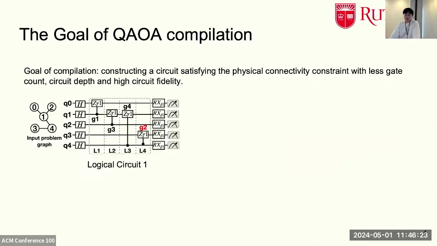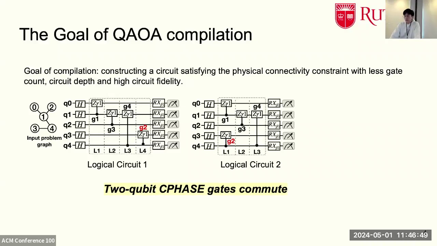The goal of compilation is to construct a circuit satisfying the physical connectivity constraint with less gate count, less circuit depth, and high circuit fidelity. For the input problem graph, vertices are encoded as qubits, and edges are encoded as 2-qubit gates. 2-qubit gates commute with each other, so they can be scheduled in any order between 2 layers of single-qubit gates. Here is another valid circuit corresponding to the same input. So we can move the gate G2 to the front, let it run in layer 1, and the circuit still produces the same outcome.